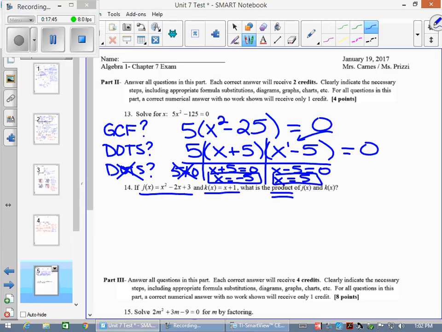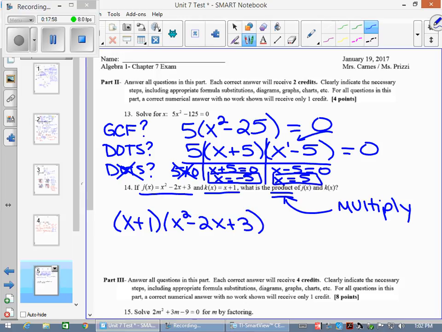When you multiply polynomials, just to make things a little easier for yourself, it's nicer to put the smaller polynomial to the left. It's less to distribute. If I use the distributive method, I'm going to first start by distributing this x term. So x times x squared is going to give me x to the third. X times negative 2x is negative 2x to the second. X times 3 is positive 3x.